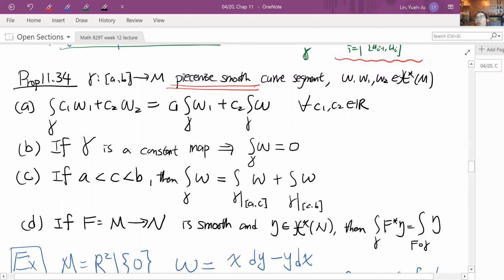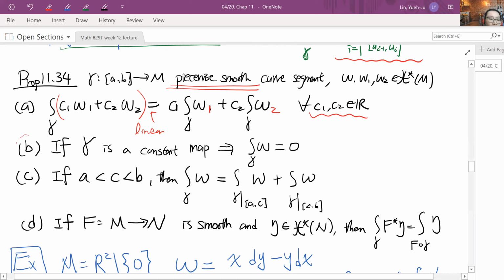In general, we're going to be able to do all the computation on just a piecewise smooth curve. So now you can see the first one is, okay, if you integrate the linear combination like this for two covectors W1 and W2, then this is essentially the linear property for the integral. And this is true for any real numbers C1 and C2. And sorry, this is W1 and W2 here.